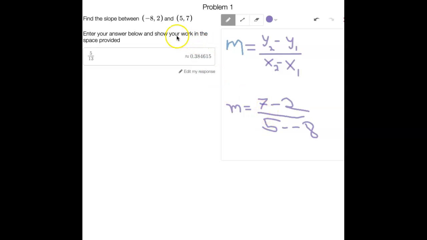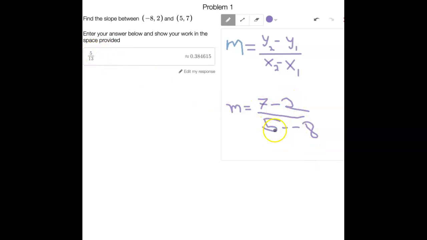when you just have two coordinate pairs, you can just subtract using the slope formula, y2 minus y1 over x2 minus x1. That'll give you the rise over the run. And so if you call the first point x1, y1, and the second point x2, y2, what you'll end up with is 7 minus 2, which is what I have here, and 5 minus negative 8, which is what I have here. 7 minus 2 is 5.